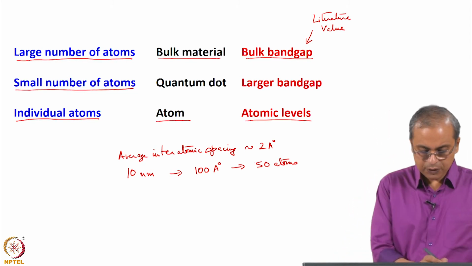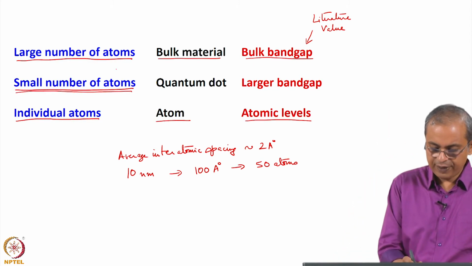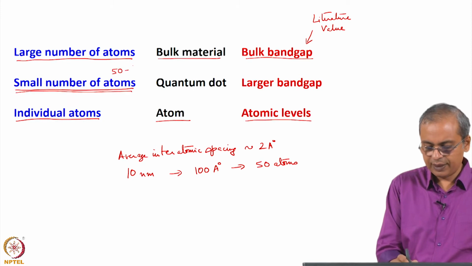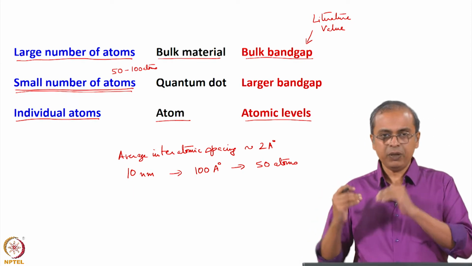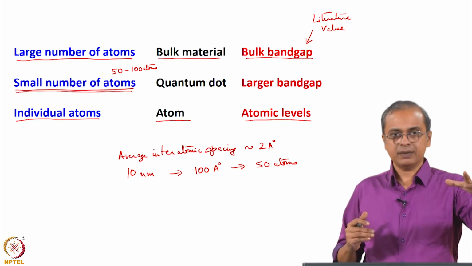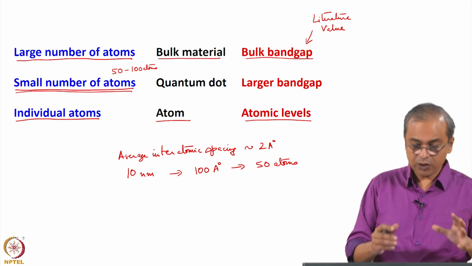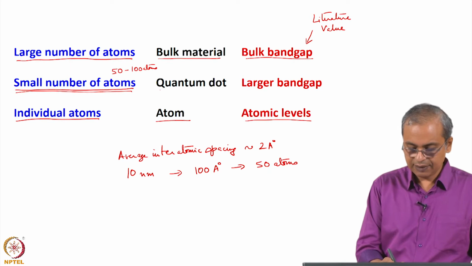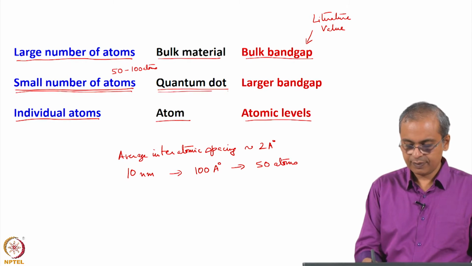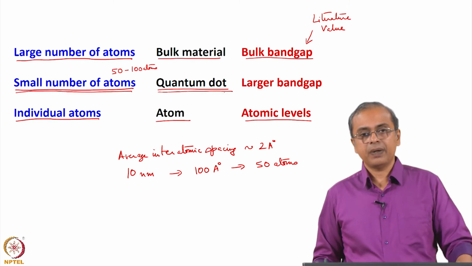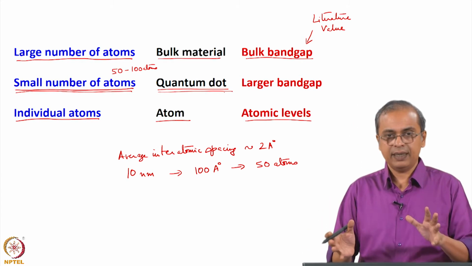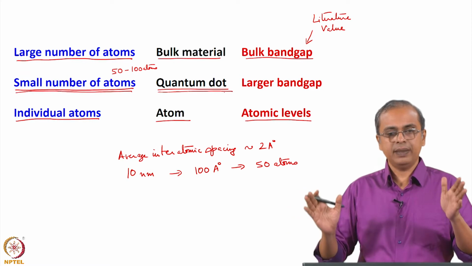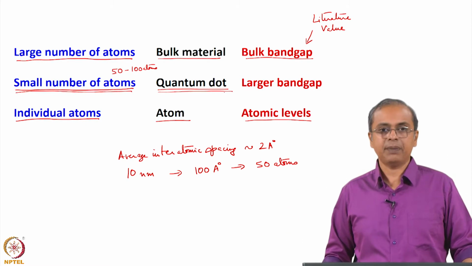If you are talking of a small number of atoms, of the order of 50 to 100 atoms, then you are actually in a regime that is between single atoms and the bulk. What it is then referred to is a quantum dot. And how this quantum dot interacts with this electron hole pair is what decides what is going to happen with the band gap of the material.